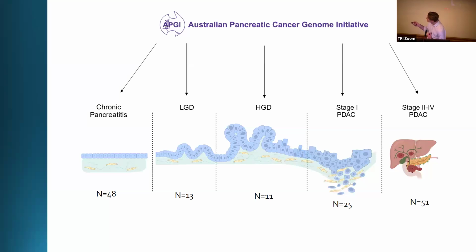So we had 13 cases of IPMN with low-grade dysplasia, 11 cases of IPMN with high-grade dysplasia, 21 of stage 1 PDAC, and we had, unsurprisingly, quite a few more stage 2 to 4 PDACs that were available to us. We performed immunohistochemistry against FAP on tumour microarrays of these specimens. And we scored expression not only on the stromal cells, but on the epithelial cells in these lesions as well.